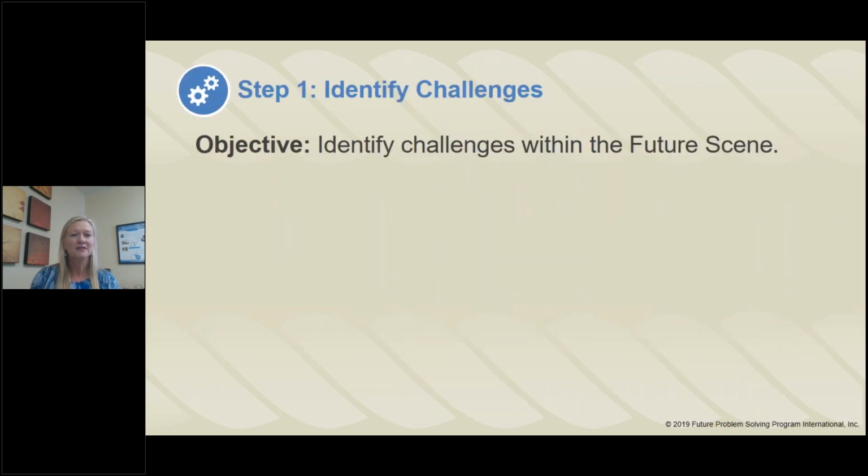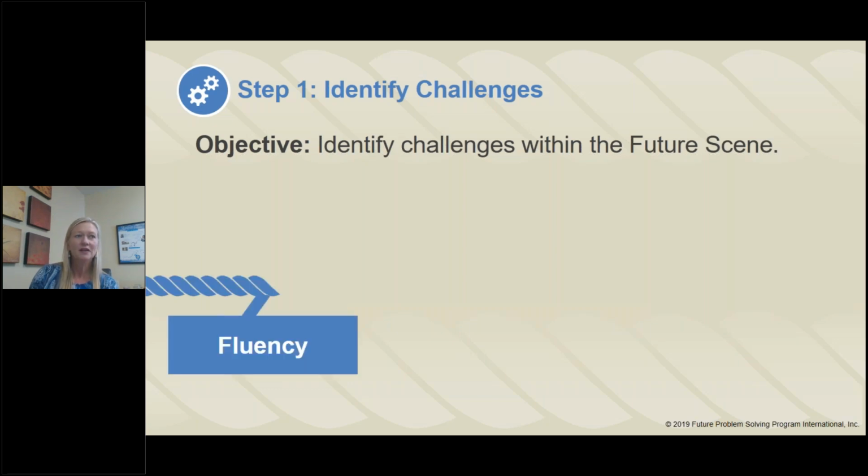We're going to now take a very close look at how step 1 is evaluated. And step 1 is the piece where we evaluate the student's ability to identify challenges within the future scene. We look at the fluency. How many challenges were the students able to generate? In a team, they are asked to generate 16. An individual is asked to generate 8.